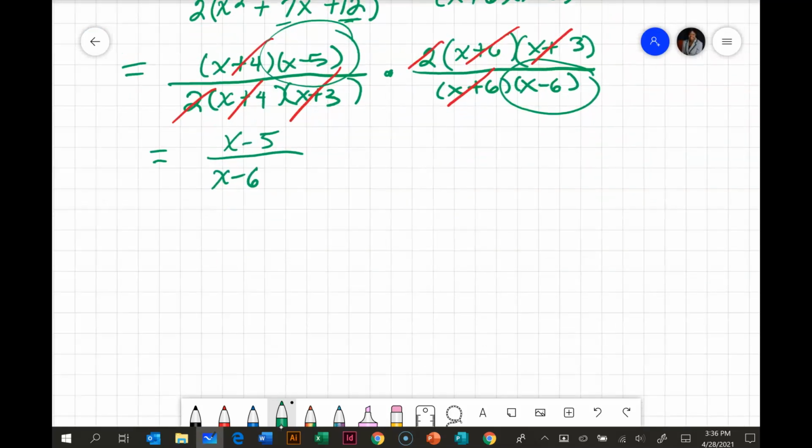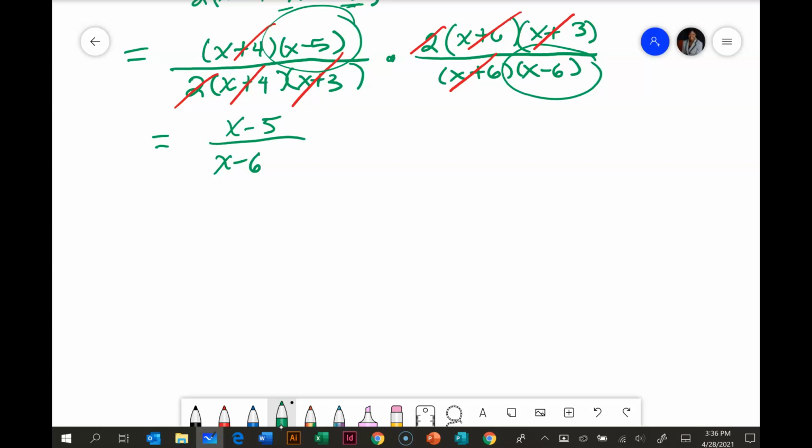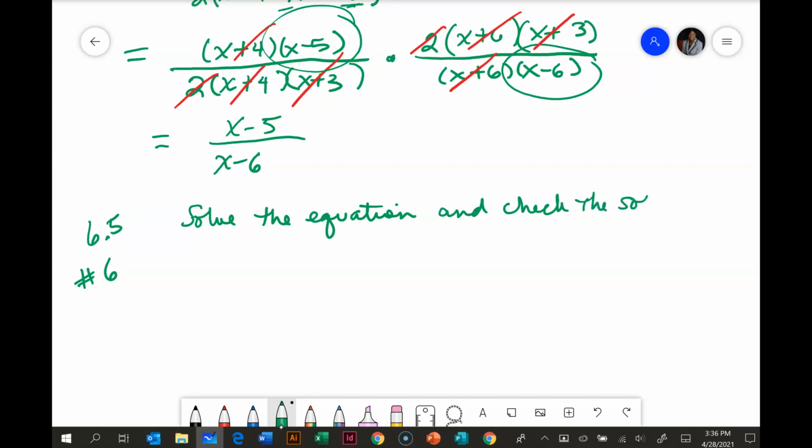All right, moving on. Another problem, 6.5, number 6. Solve the equation. And I want y'all to pay close attention to these instructions. It tells you to check the solution. It's sort of giving you a little warning. All right, so the problem is a squared over a plus 2 minus 4 over a plus 2 equals a.